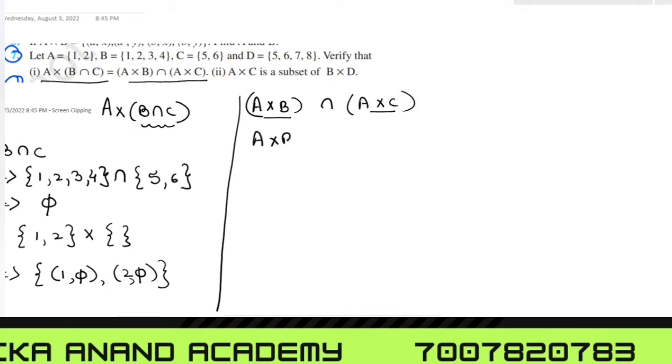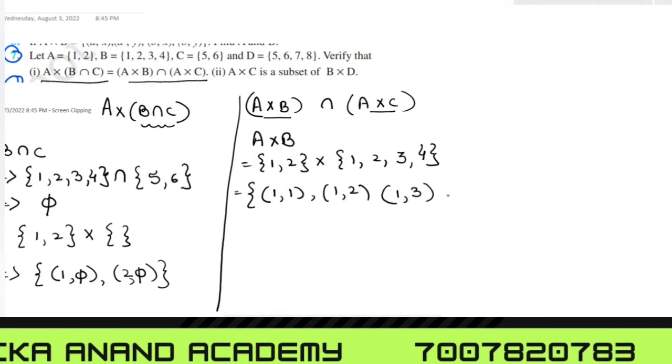A cross C. Now firstly we find the ordered pairs and then we do the intersection. So A cross B, what is the answer? 1 comma 2 cross B, 1, 2, 3 and 4. So it becomes 1 cross 1, then 1 and 2, then 1 and 3, then 1 and 4. After that 2 and 1, 2 and 2, then 2 and 3, and 2 and 4. Clear?